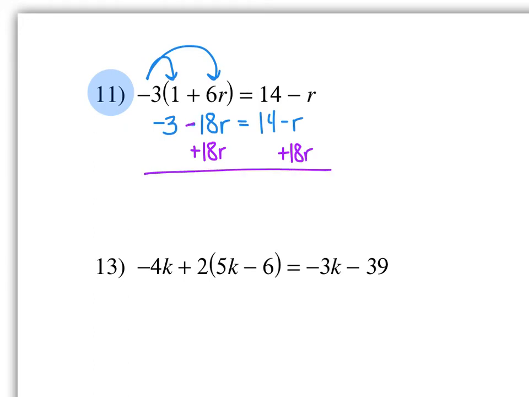That's going to keep my variable term positive, 17r. And then since I moved my variable to the right side, I need to move my constant over to the left side. So I need to move this 14 over to the other side by subtracting 14, which gives me negative 17. And then I can divide both sides by 17 to get r by itself, and r equals negative 1.